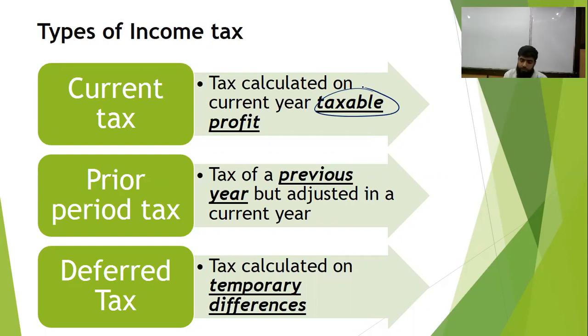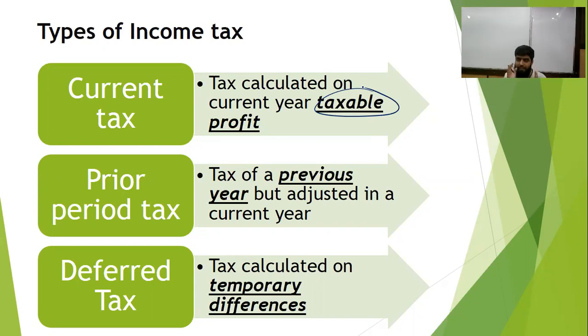Now, what is prior period tax? We are just looking at a definition. The examiner may ask you a definition regarding what is current tax, what is prior period tax. So you must be aware of it. What is prior period tax? The tax of a previous year, but adjusted in the current year. How could it be possible? We'll inshallah discuss this one as well. And what is deferred tax? The tax calculated on temporary differences. So these are the definitions of current tax, prior period tax, and deferred tax.